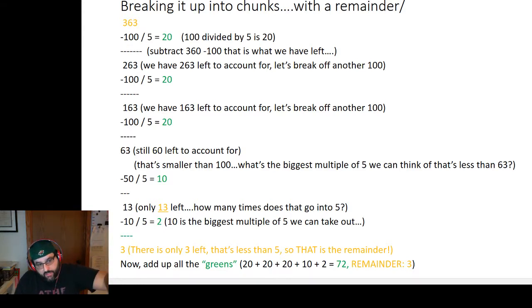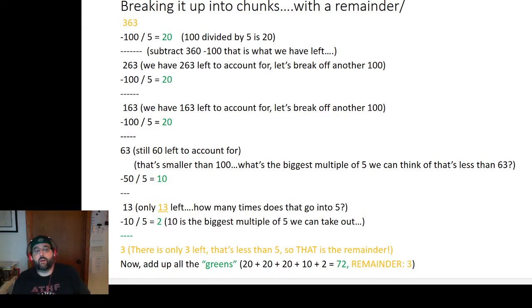Now, the thing that's different about this problem is that there's 3 left. Since 3 is smaller than 5, I can't divide 3 by 5 and get a whole number, okay? So this is where the remainder comes in. So 3 is going to be our remainder, and everything that we had in green up to this point is the rest of our answer.